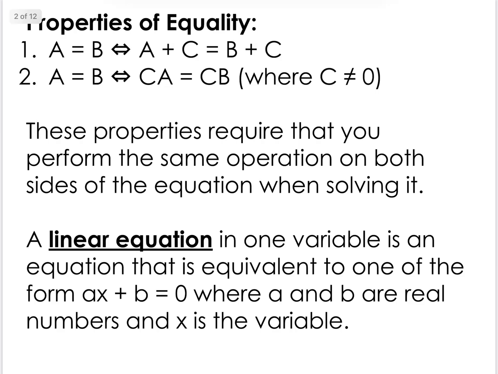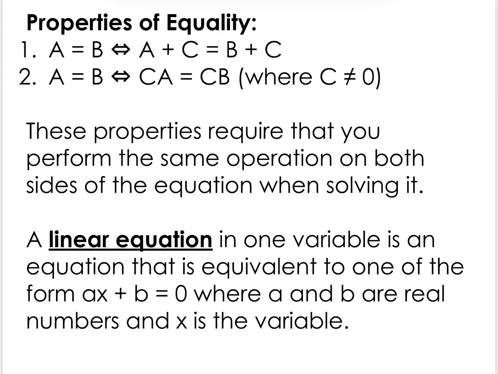There are some properties of equality when we're talking about equations. The first one is, if I know that two things are equal to each other, A equals B, then I can also assume that A plus C is equal to B plus C. So if I add C to both sides of my equation, equality is still there. Same goes if I were to multiply both sides, as long as I am not multiplying by 0. So these properties require that you perform the same operation to both sides of the equation.